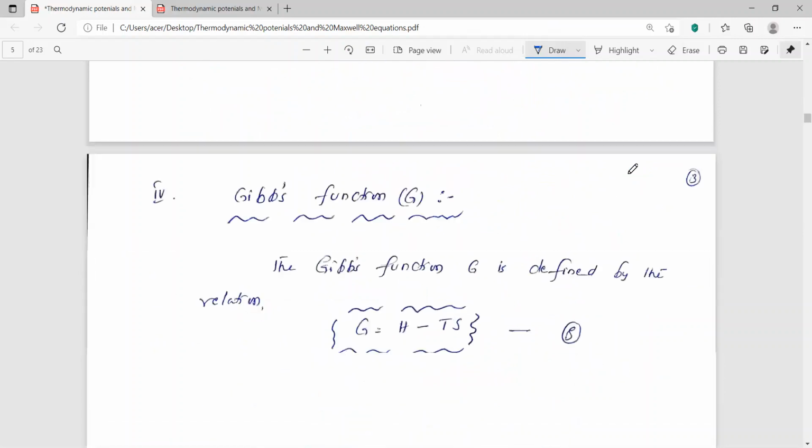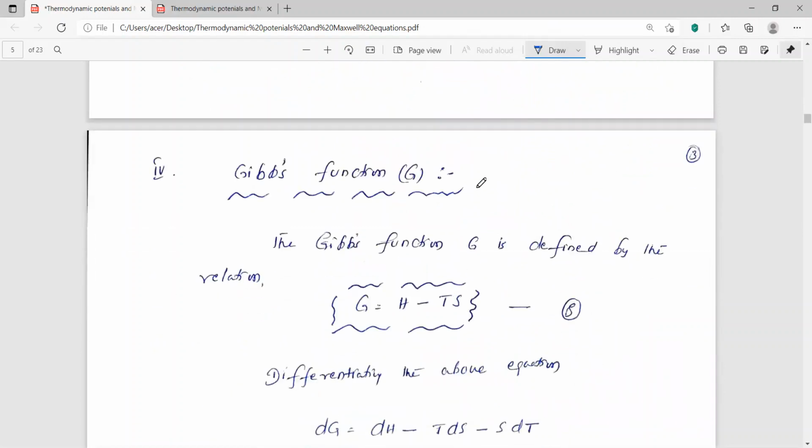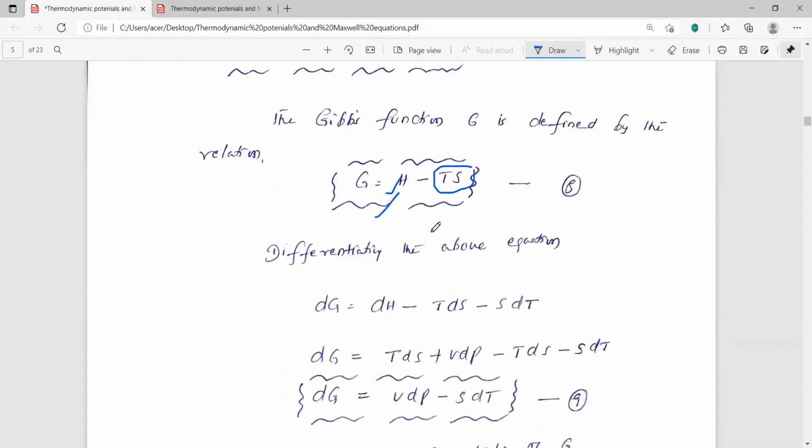Now the fourth thermodynamic potential is the Gibbs function. So what is the Gibbs function? Simply, the Gibbs function can be defined by the relation G equal to H minus TS. As you know from the previous topic, this TS represents unavailable energy in the system. If you subtract this unavailable energy from the total heat function or enthalpy, that gives us the energy function G.